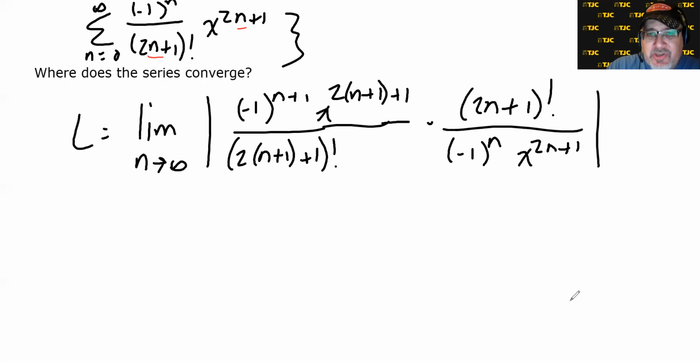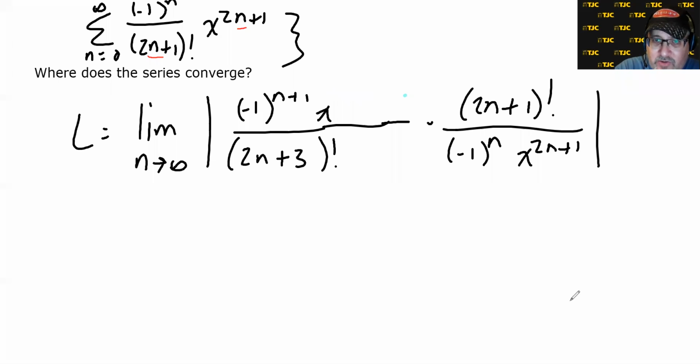One thing we should probably do is clean up the 2 times n plus 1 plus 1s everywhere. In other words, this and this, we need to distribute the 2 and combine like terms, but that's not that difficult to do. We'll get 2n plus 2 plus 1, which is just 2n plus 3. And we'll get the same thing up there in the exponent on the x.